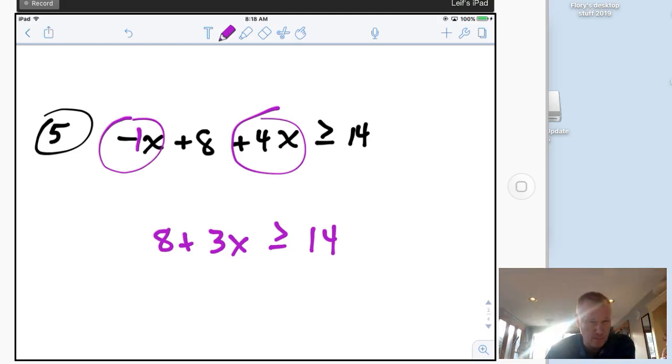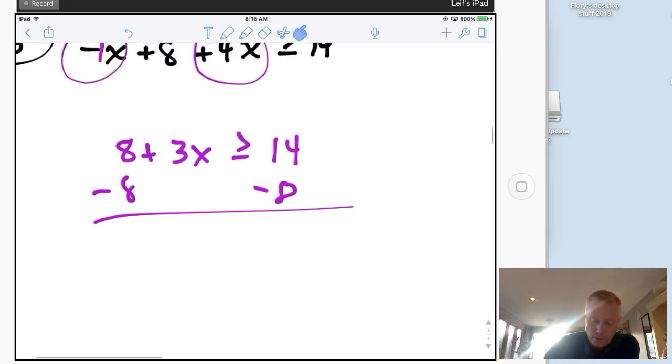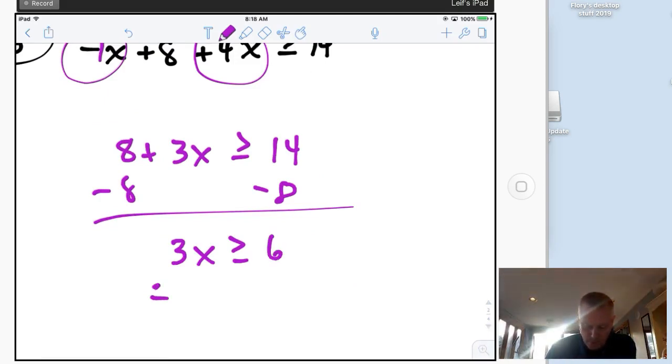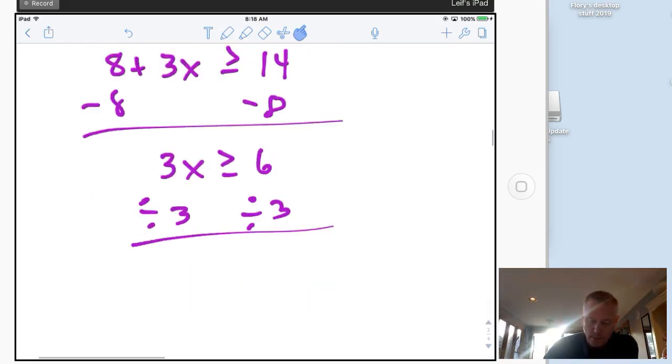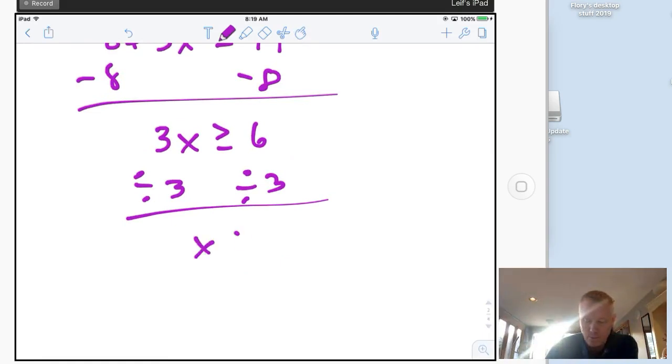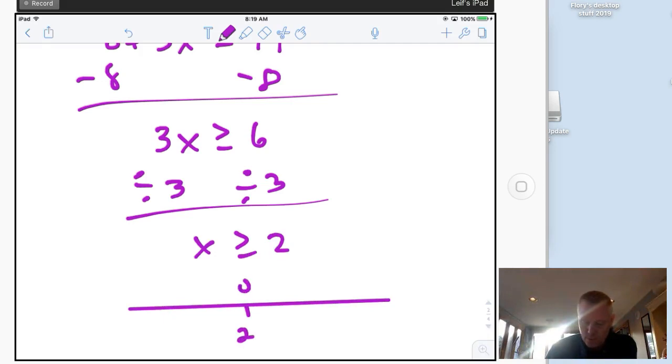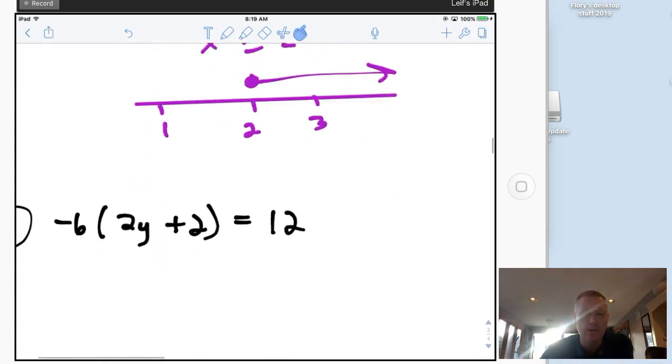Okay, so my variables are on one side, but my numbers are on both sides. So I'd like to get my numbers to the other side, away from the variables, which leaves me with 3x is greater than or equal to 14 minus 8 is 6. Oh, this is shaping up nicely. Can divide by 3, and I get x is greater than or equal to 2. So if you were to graph this, it would be here's 2, solid dot, here's 3, here's 1. Greater than 2 is that way, so that would be the way you graph your answer.